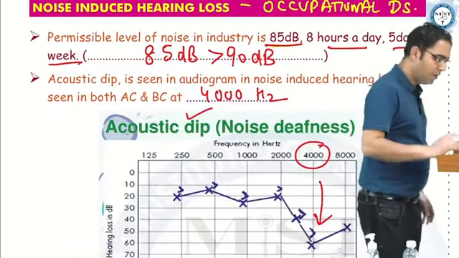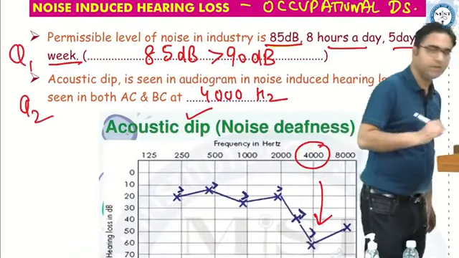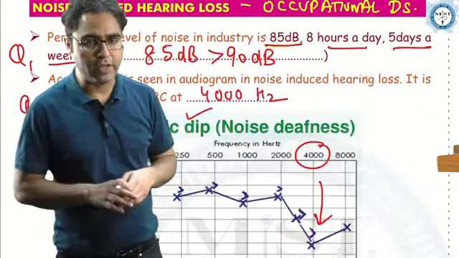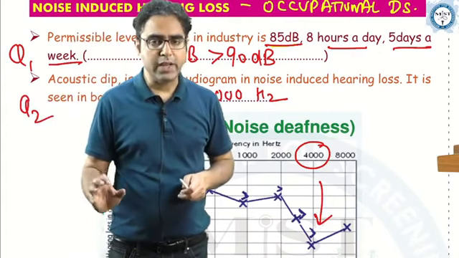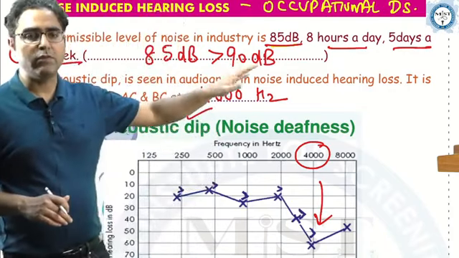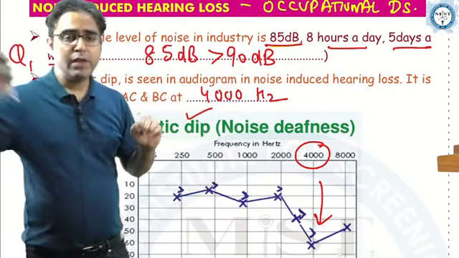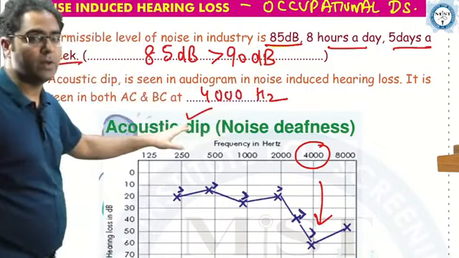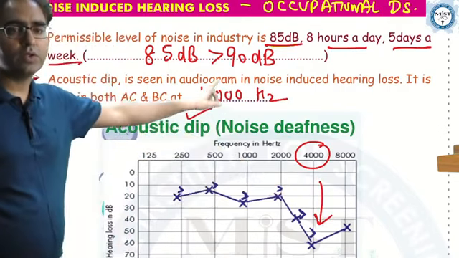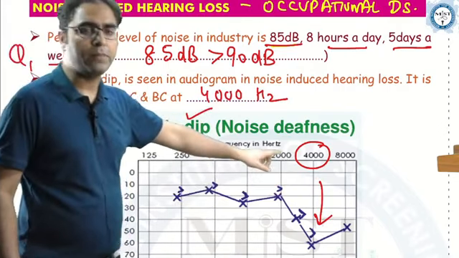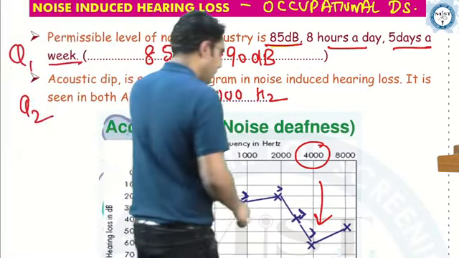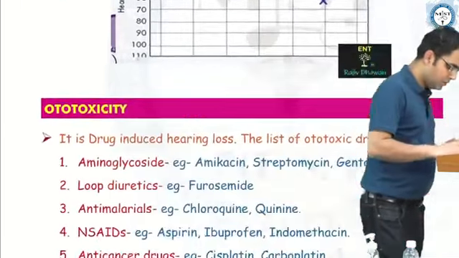So, two questions here, beta. Noise-induced, question number 1, question number 2. Let us revise, beta. Noise-induced hearing loss, how much noise is allowed in industry nowadays? 85 decibel, 8 hours a day, 5 days a week. But if 85 is not mentioned in the choice, then the second best answer will be 90 decibel. This hearing loss has a special dip, the acoustic dip, which is at 4000 Hz in AC and BC both. Dip at 4000 Hz in AC/BC is called acoustic dip, and that's a feature of noise-induced hearing loss. Okay, fine. Now, the next question.